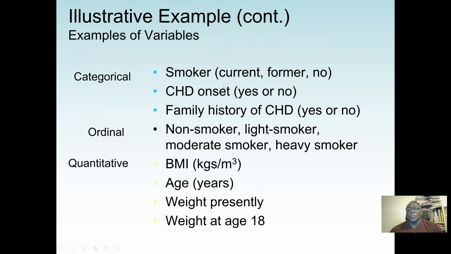So smoker: current, former, no. CHD onset, yes or no. Family history of CHD will be yes or no. So these are all categorical. Then ordinal can be non-smoker, light smoker, moderate smoker, or heavy smoker. Still, the age, as we said earlier, is quantitative, it's a value. Body mass index is a value, so it's quantitative. Weight and the weight at age also, they are all quantitative.